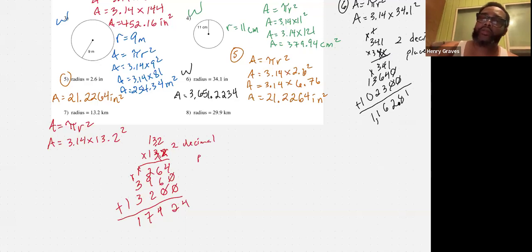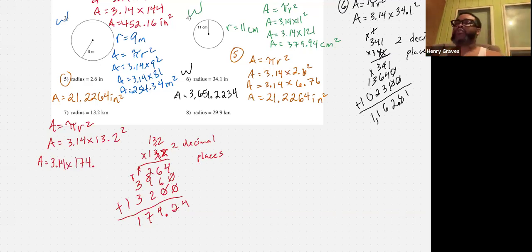So my area is going to be 3.14 times 174.24. And this one, there's no shortcuts whatsoever. Like literally, like when y'all kids be saying you have to lock in, this is the same for me too. I gotta lock in. So 174.24 times 3.14.